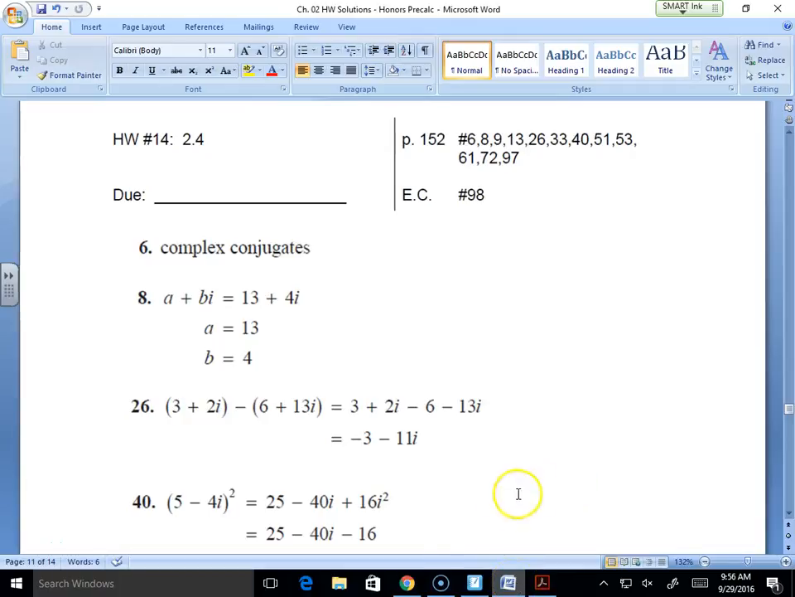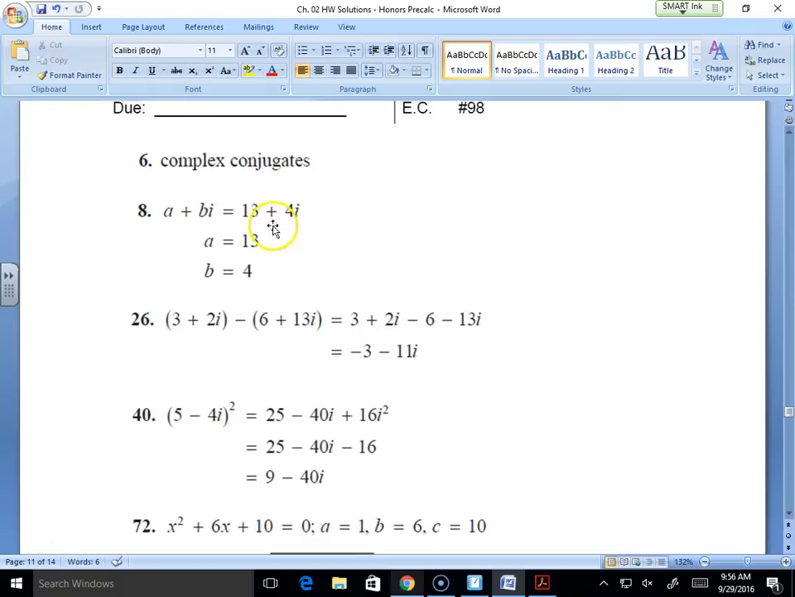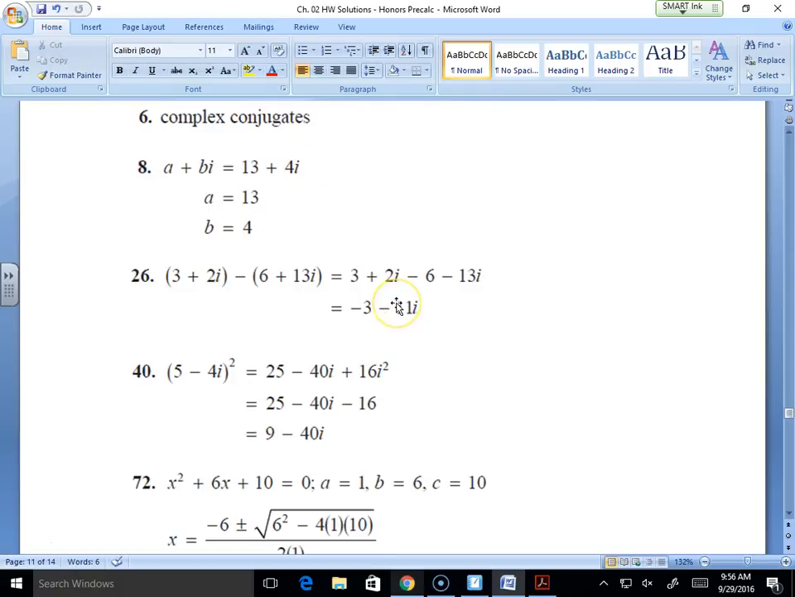Go team. Number 6, complex conjugates. I didn't give you the snazzy name yesterday, but it is a conjugate and it's of complex numbers. Hopefully that kind of made sense. Number 8, right problem, right? Aren't these easy? Who's A, the real part? Who's B, the complex part, the coefficient? A is 13, B is 4.